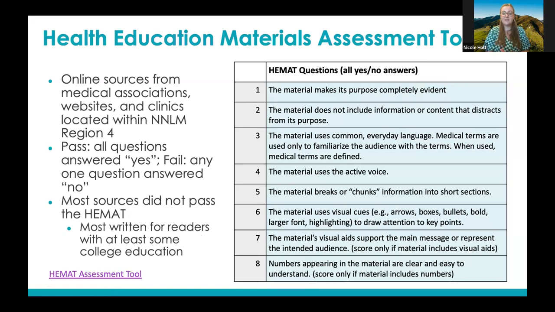To pass the HEMAT, or the Health Education Materials Assessment Tool, the yes responses are required for all questions. And if no is answered for any question, then the material fails. Next slide.